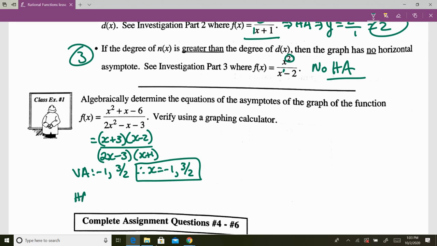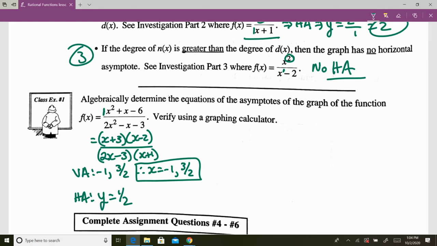Can you tell me the horizontal asymptote? It's easier when you're doing horizontal. So, what is my horizontal asymptote? 1/2, because the degrees are the same, so we look at the leading coefficients. 1/2. All right, we've got verticals, we've got horizontals.